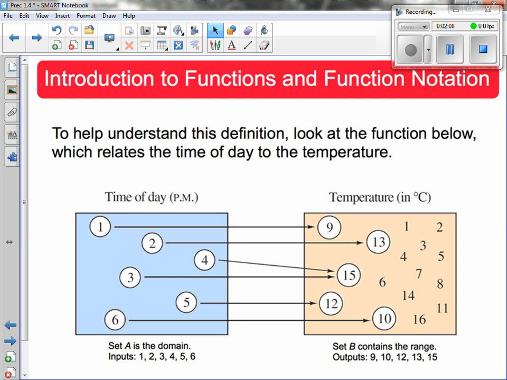Each x is mapped to at least one y. It could have 2. That's fine. But we can't have 1 x going to 2 y's. It can't have the same value and still be a function.